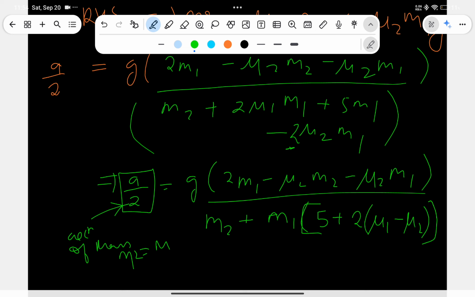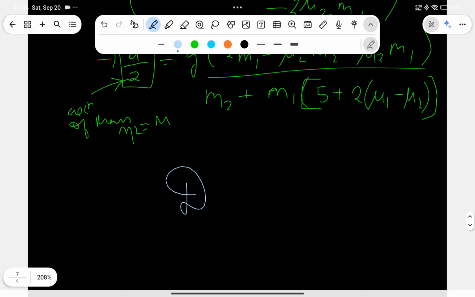Now let's match the answer from the book. So it is g into 2m1 minus mu 2 m2 minus mu 2 m1 divided by m2 plus m1 into 5 plus 2 times mu 1 minus mu 2. Yes guys, so it is correct. Now we finally have done everything.